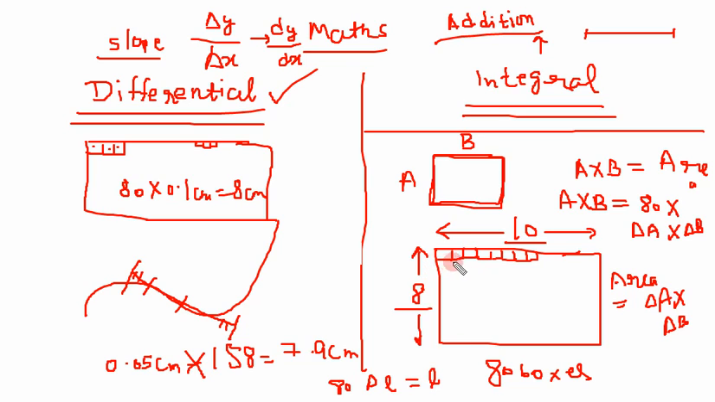Similarly, if we put here the boxes, and the boxes are very small, then we can accurately measure the area of this big rectangle. So what we are doing is, when this delta A or delta B becomes very small, then we have to use dA and dB.